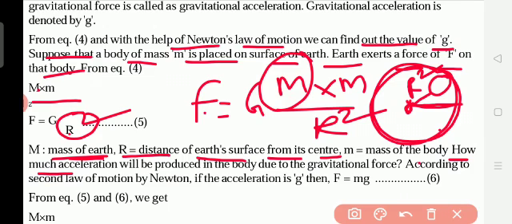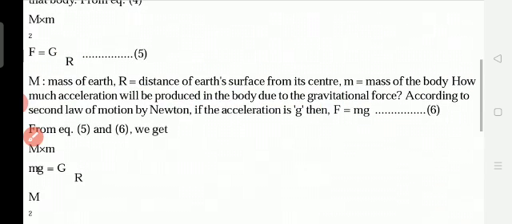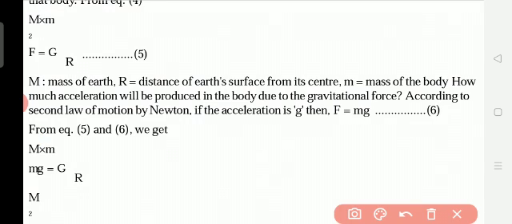So how much acceleration will be produced in the body due to the gravitational force of the earth? That means how much movement there is in the body. For that we use the second law of motion. What is the second law of motion? The rate of change of momentum of an object is directly proportional to the unbalanced force. Only if we apply some force will there be a change in the motion.